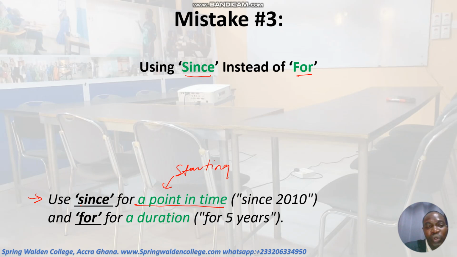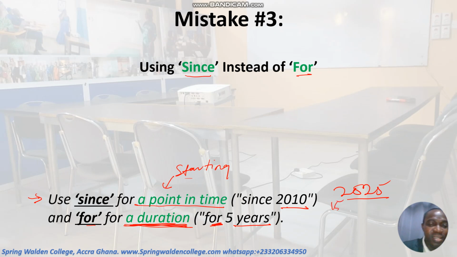Okay, but we use since to show when the action started. So it started since 2010. Now we are in 2025. So since 2010, this has been happening since 2010. We use for duration. So if I don't want to tell you the time the action started, the starting point, then I'll use what? The duration. How long? So you see, it has been happening for 5 years. If I use 2010 and 2025, then I can say for 15 years.